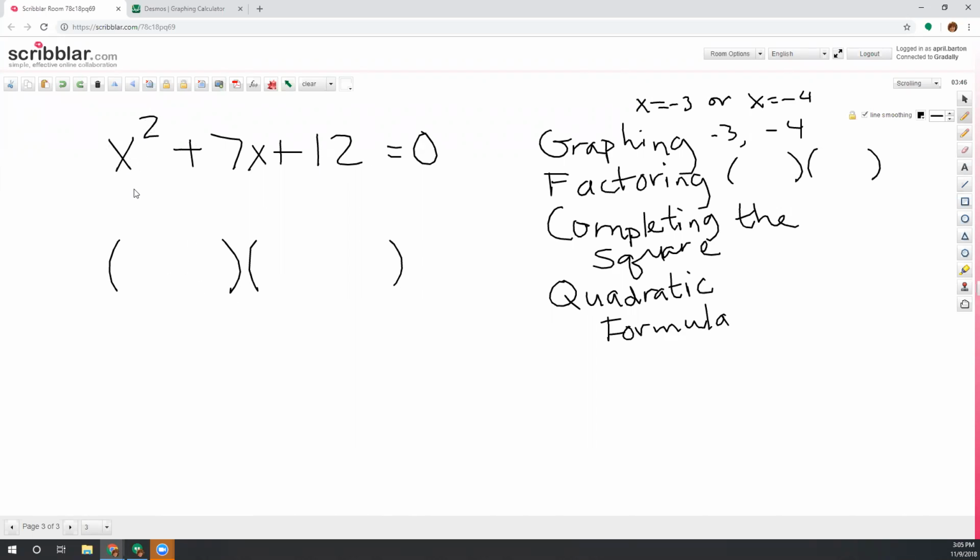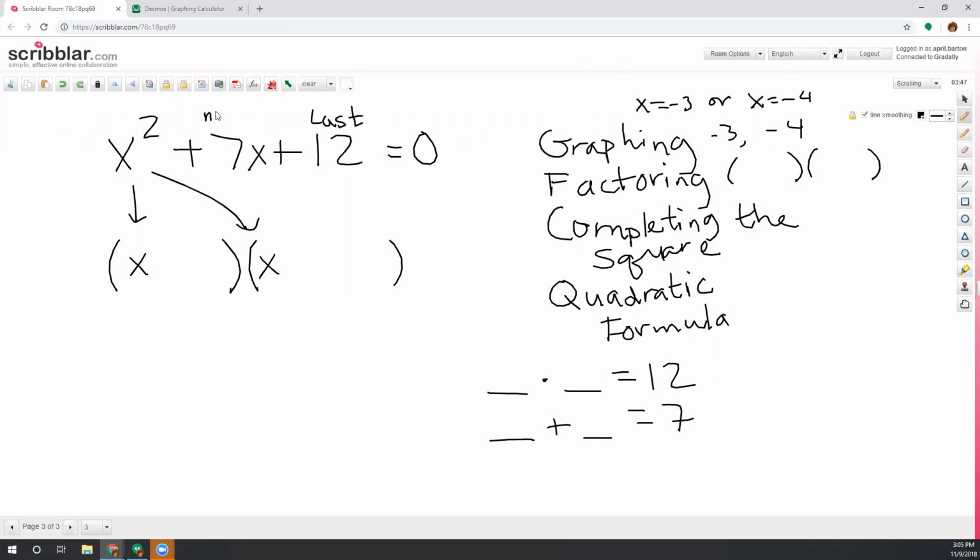We take the x squared, and that's the first part of each parenthesis. So then the next part depends on these 2 numbers. We have to find 2 numbers that multiply to be the 12 and add to be the 7. It's always equal to the last number before the equal sign. Yep, it comes back. If you haven't seen it for a while, once you start hearing about it again, it makes it a little easier.